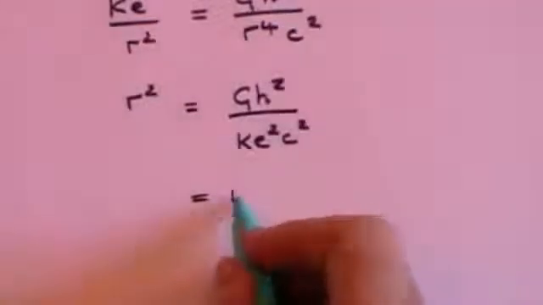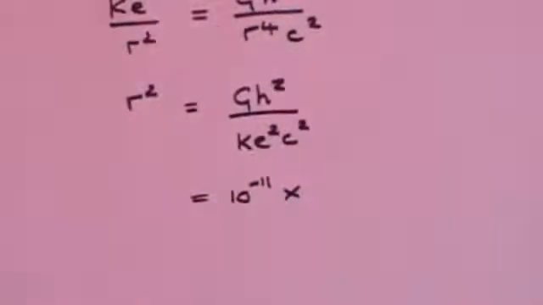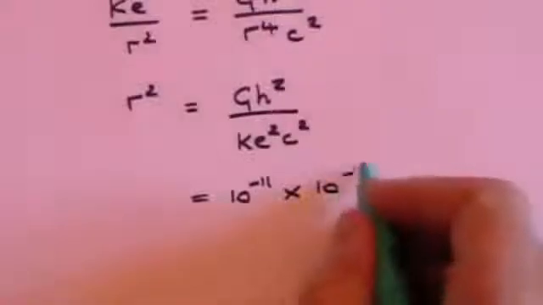G is 10 to the minus 11. It's actually 6 times 10 to the minus 11, but let's forget about that. h squared, well, h is 6 times 10 to the minus 34. 10 to the minus 34 squared is 10 to the minus 68.